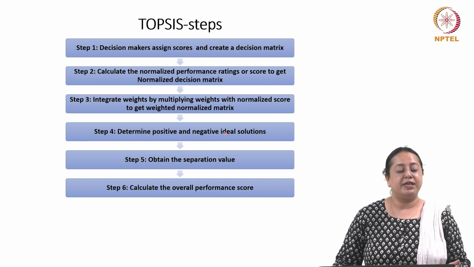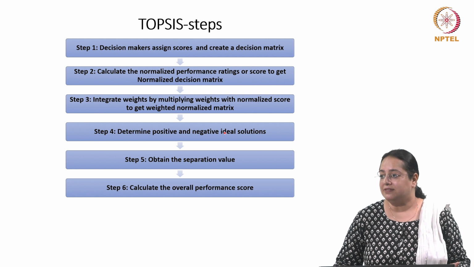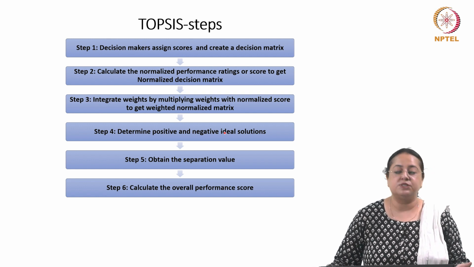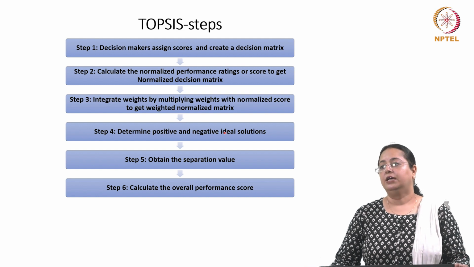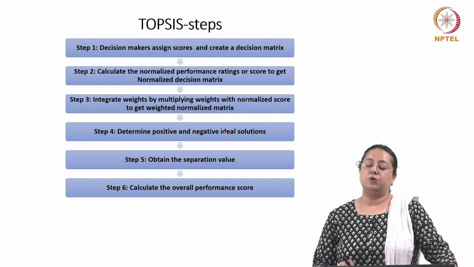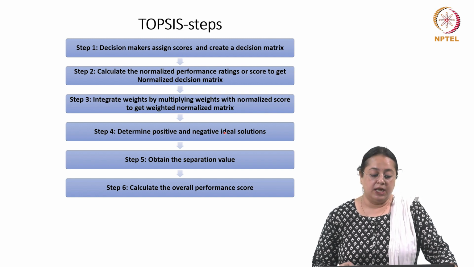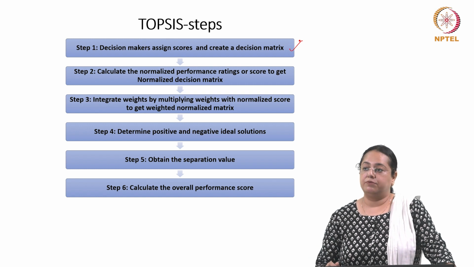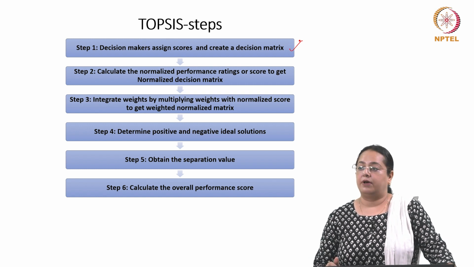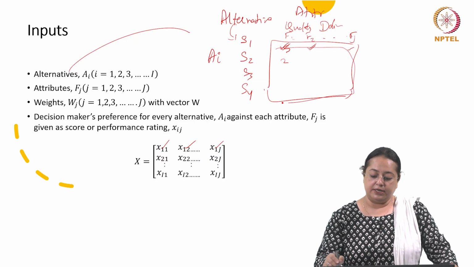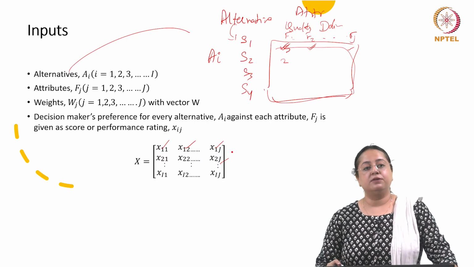So that we can see who are the suppliers closer to best and farthest from worst. This is the concept of the TOPSIS method. Now to do that, we will first take the decision makers who assign the scores and create a decision matrix. This is the decision matrix once we get the score.